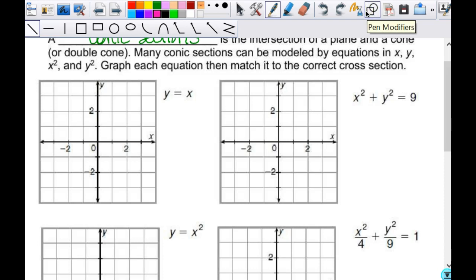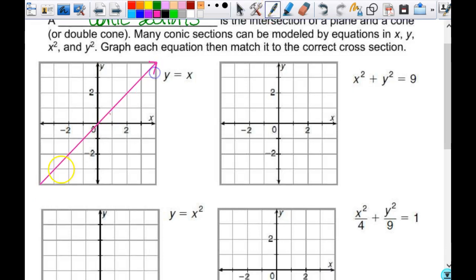Is this an easy line to graph? Yes. Is it a horizontal line? No. Is it a vertical line? No. What's the y-intercept? 0. What's the slope? 1. Should I really have to overthink it when I graph this? No. Okay, so when you graph it, it looks like this. And this is a line. No brainer, we can graph a line, good deal. Now, that's one of your conic sections.